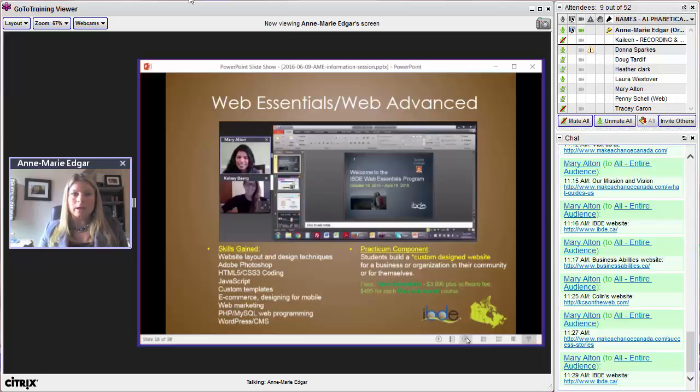So it's $3,995, and there is a software fee which does change a bit from year to year due to fluctuations in market rates. And then for each Web Advanced course, there's a $495 fee for each course. And there's 4 courses in that program, so the full fee for the Web Advanced would be approximately $2,000.